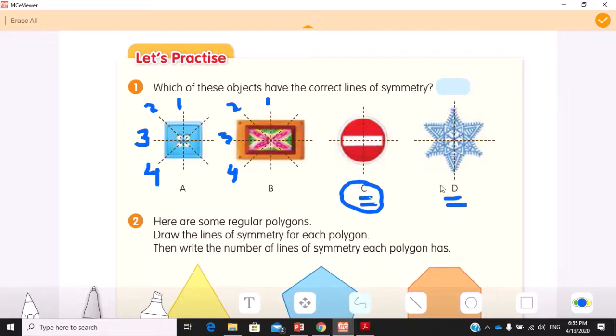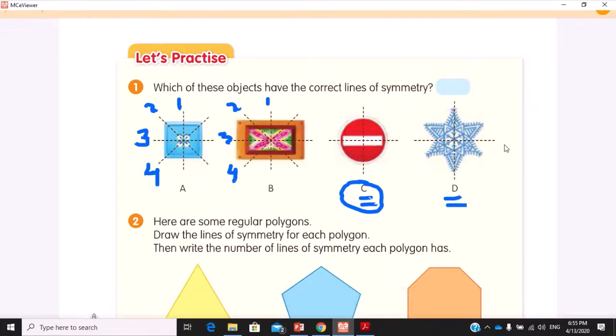Okay, is this one correct or wrong? What about our star here, or we can call it snowflake? So in our snowflake here, it shows us that we have only 2 lines of symmetry. Do you think this is correct? So please let me know. Try to find out the correct ones. Is it A, B, C, or D? Okay, now let's go to the next one here.